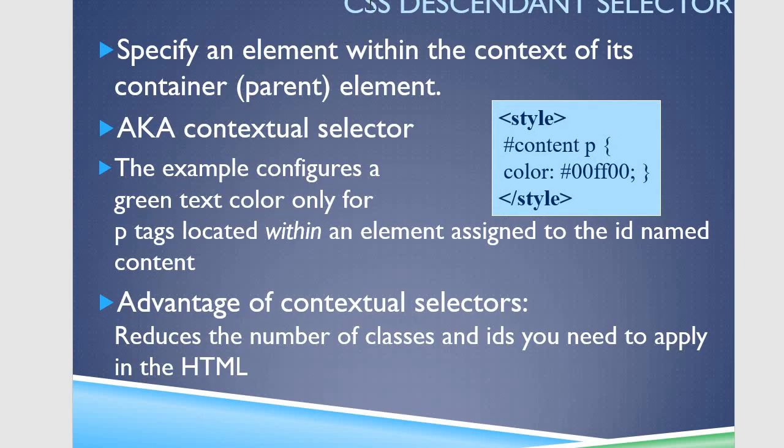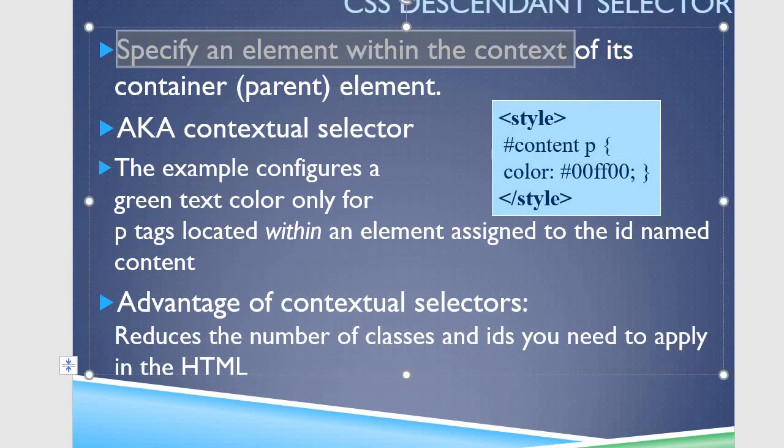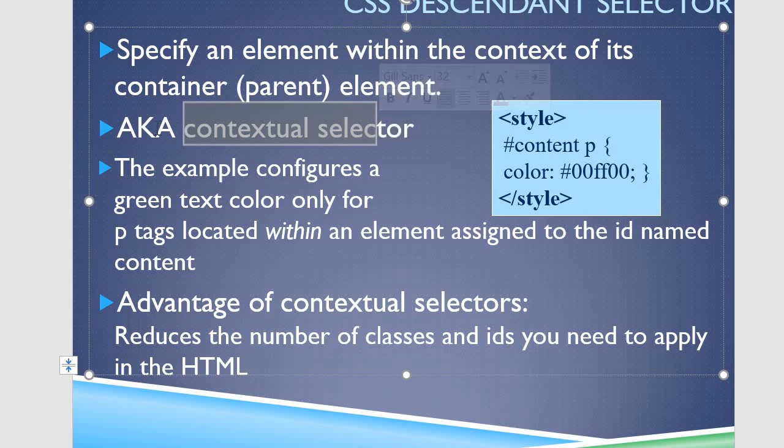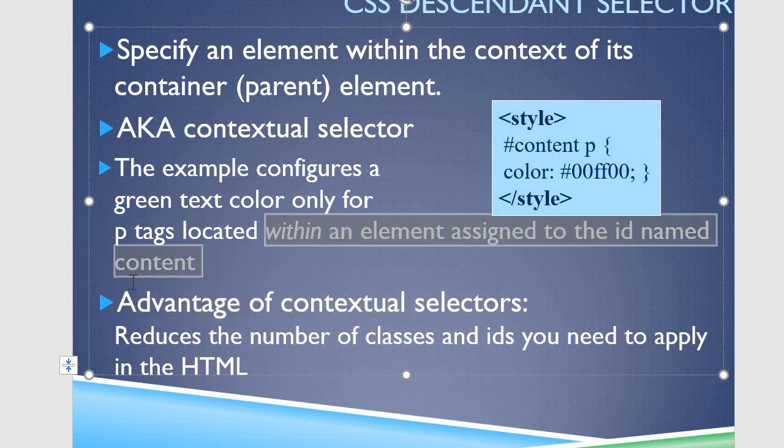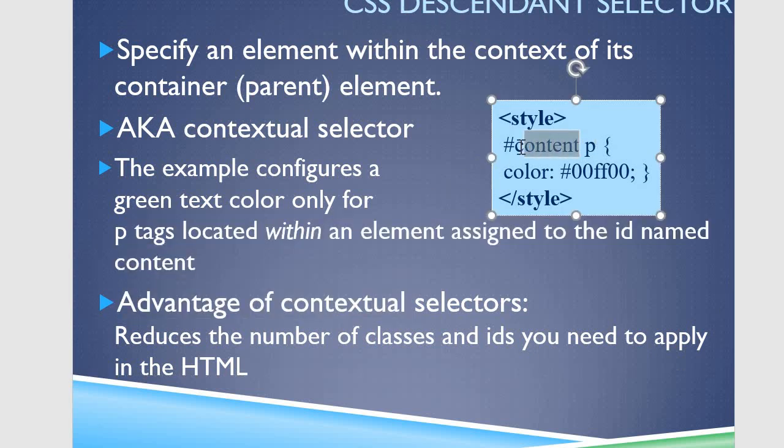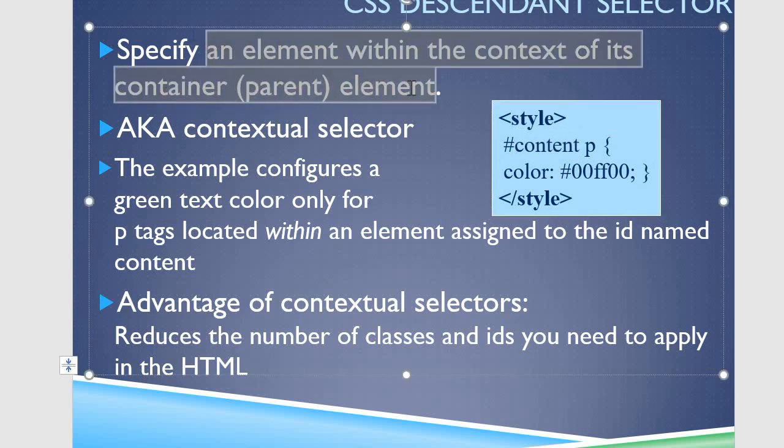Then descendant selector. It specifies an element within the context of its container or parent element. It is also known as contextual selector. The example is written here. It configures a green color text only for the paragraph tag located within an element assigned the ID name content. Inside that ID, the tag is P. Only to that P, the styling will be applied.